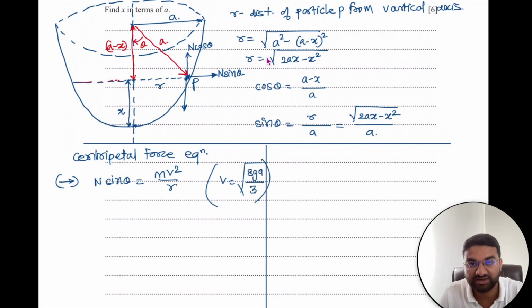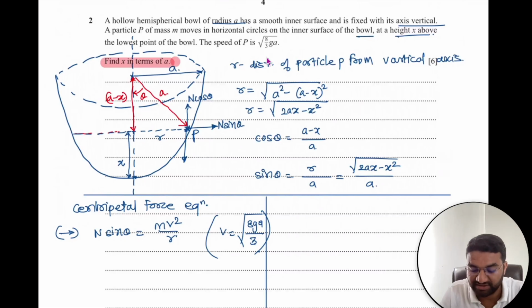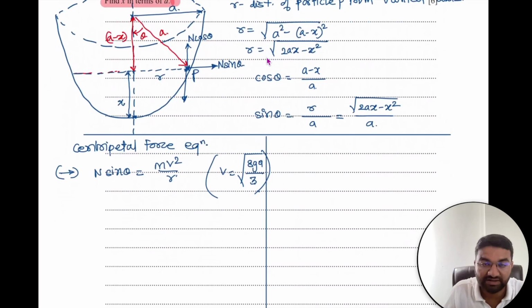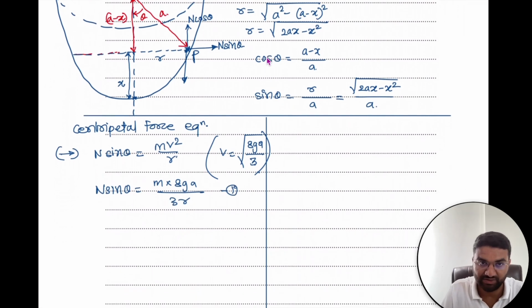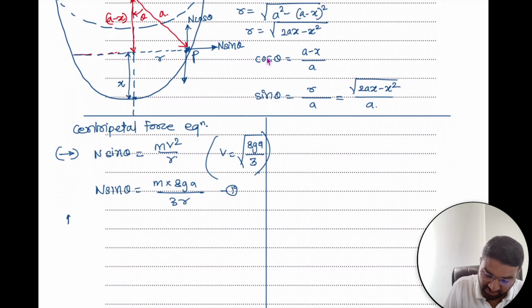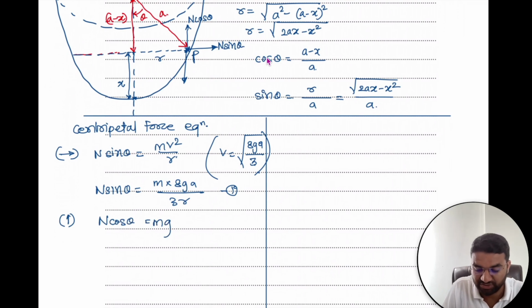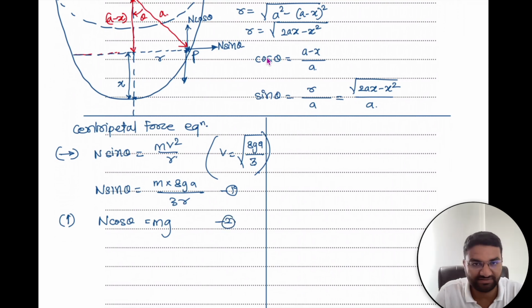This is given in the question and we have to find out x in terms of a. So N sin theta is equal to m times 8ga upon 3r. This is the first equation we will get. Then the second equation, the sum of all the vertical forces: N cos theta is equal to mg. So this is the second equation we will get.